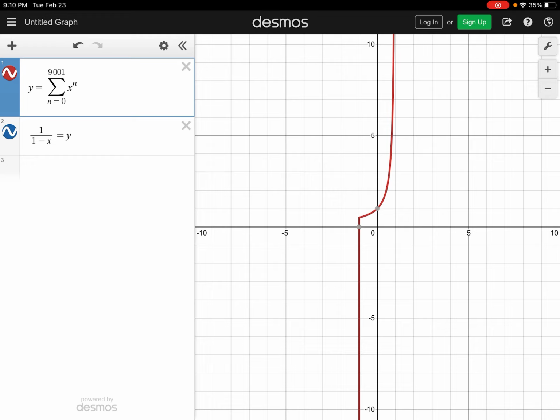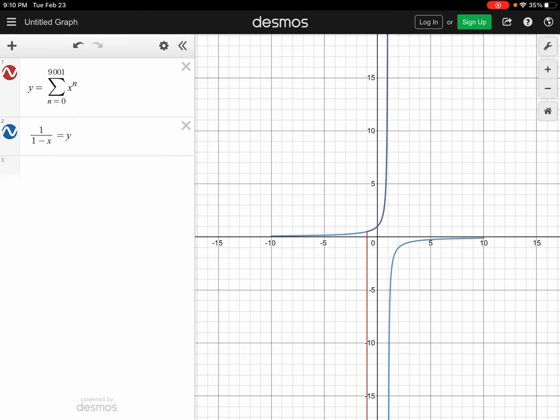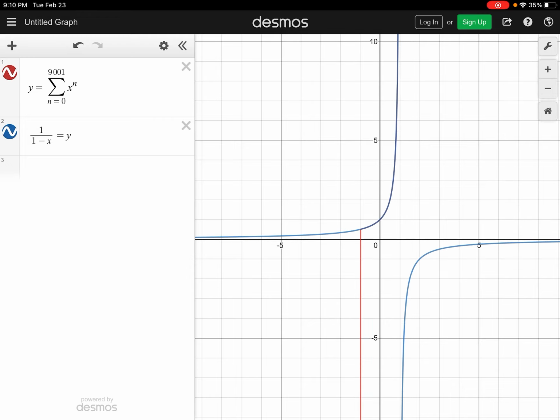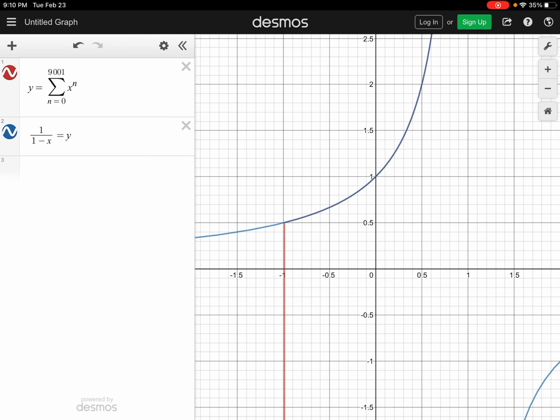You can see that as soon as it's graphed, these two are almost identical to each other. I just have to switch the screen. You can see that these two graphs are almost identical only for certain values of x. Everywhere else they're going to be different. The place where they're the same is between negative 1 and 1, because outside of negative 1 to 1, the two equations are different.